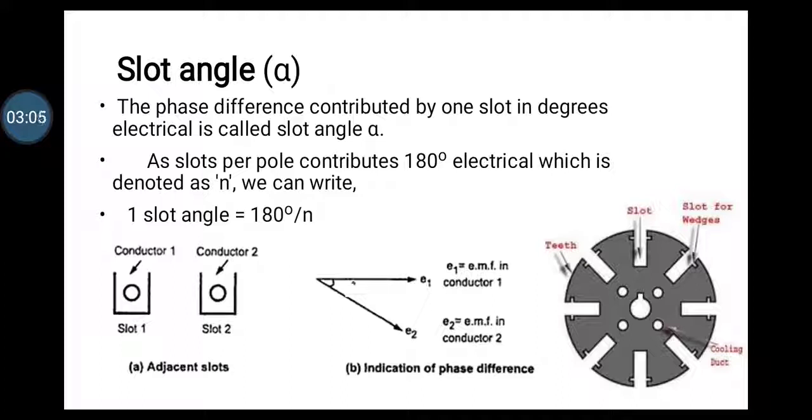Just see the example here. There are 8 slots, and the conductors are placed in these 8 slots. The total 8 slots contribute 360-degree mechanical. If it is a two pole machine, then one pole pitch will be 180-degree, which equals 8 divided by 2, that is 4 slots per pole contributing 180-degree. We'll see both cases with an example.